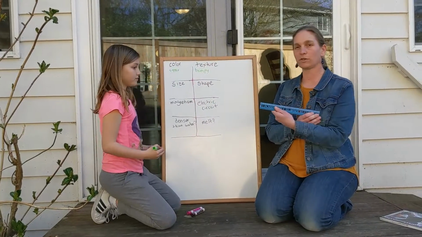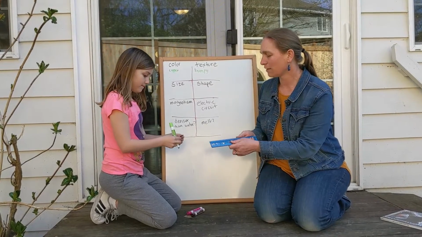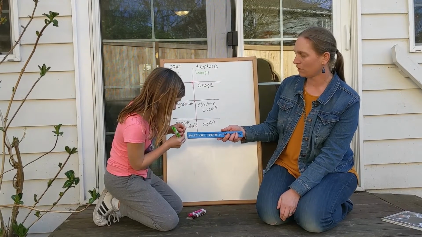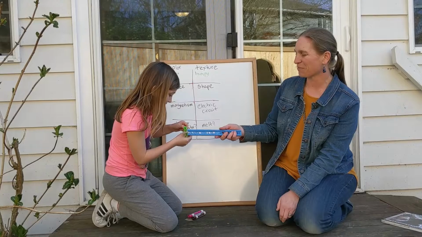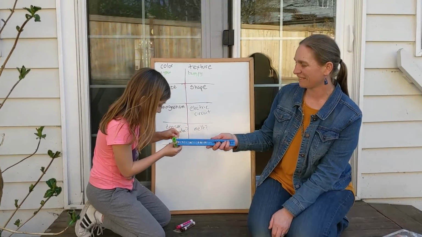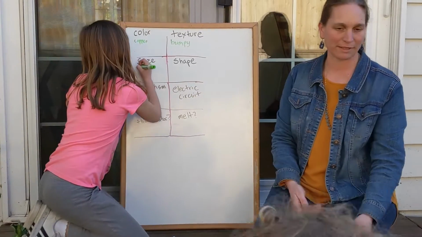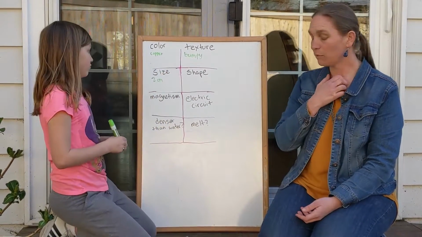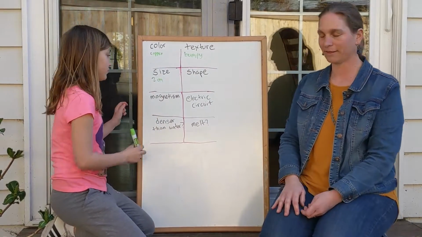All right, next we're using our ruler to figure out the size, and then we'll get the diameter. So let's do the diameter of the penny. Will you measure it for us? And what unit do we always use in science? Centimeters. Centimeters, perfect. It is 2 centimeters. And what shape is this penny? It's a circle. Perfect.